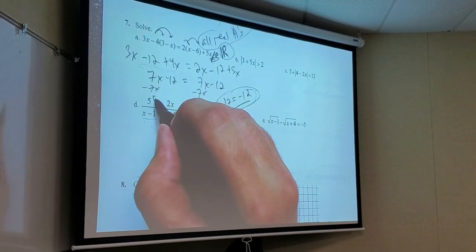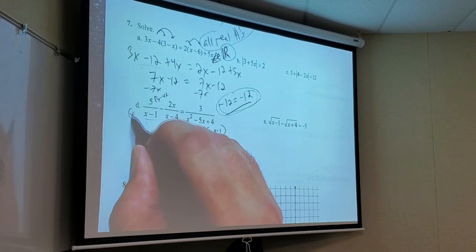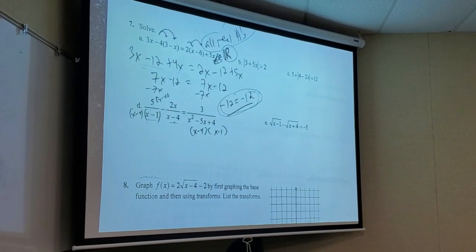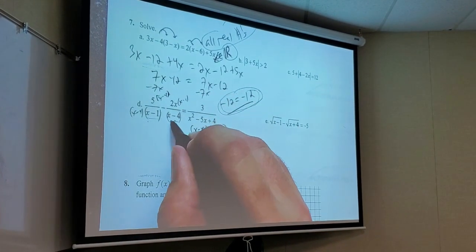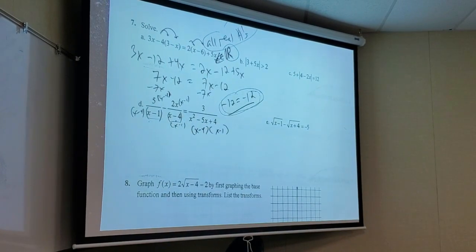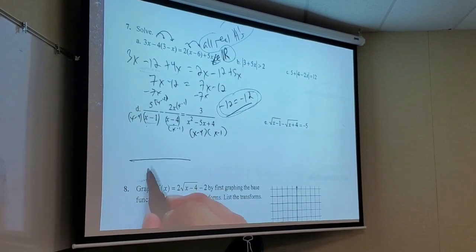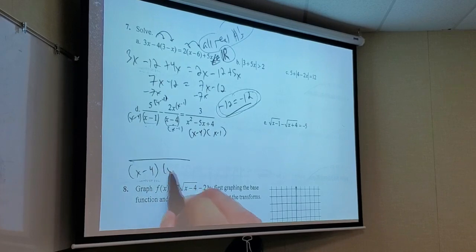X minus 4. So you give it to him. I like it. And then x minus 1 for the middle one. Of course, I got no room here, but okay. So then on the bottom is going to be x minus 4 and x minus 1.